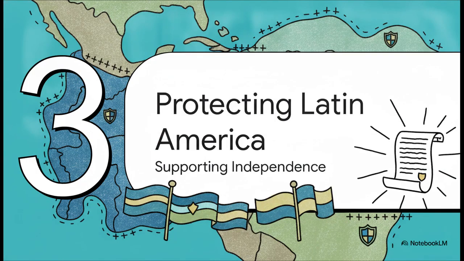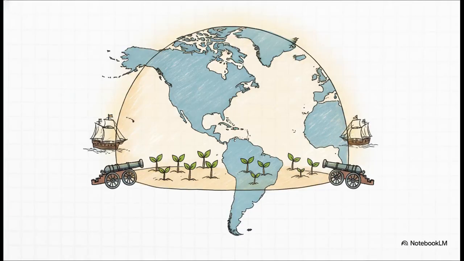Which brings us to Section 3, Protecting Latin American Independence. You see, the Monroe Doctrine wasn't just about the United States protecting its own immediate borders. It was deeply connected to the political earthquakes happening with its neighbors directly south. The doctrine functioned basically as a giant protective shield over the entire hemisphere.